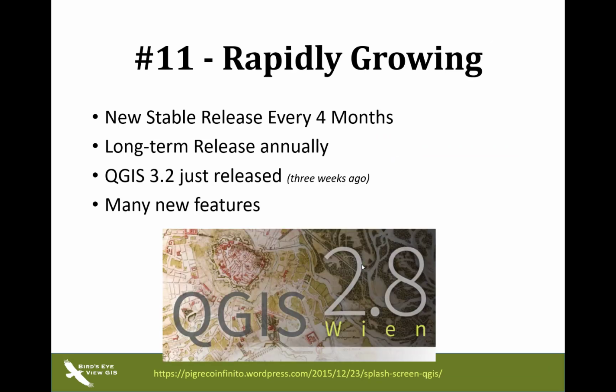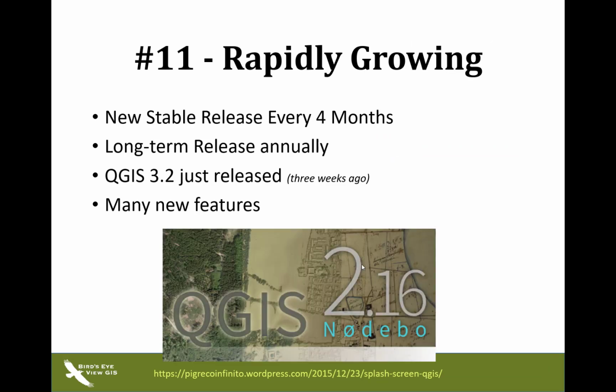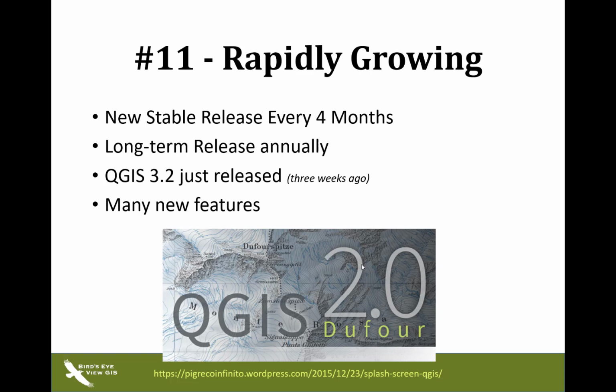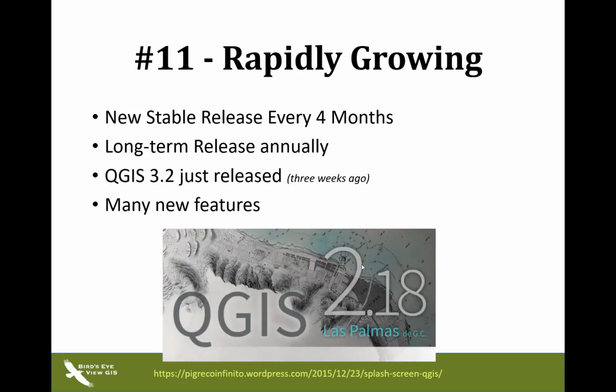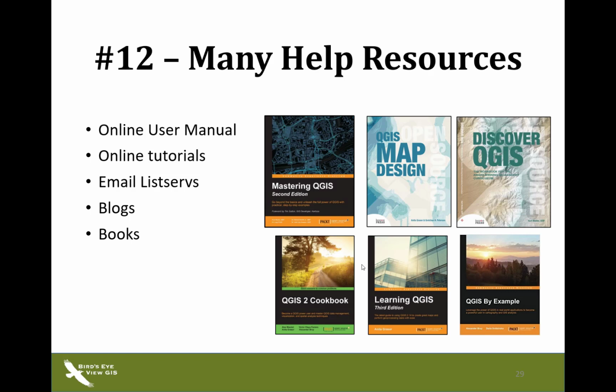Number 11 is rapidly growing. Since there's a new stable release every 4 months, there's constantly new features coming online. There's a lot of help resources. It's not the case anymore that things are not documented or are hard to figure out. Besides the QGIS online documentation, there's blogs, listservs, books, YouTube videos, etc.